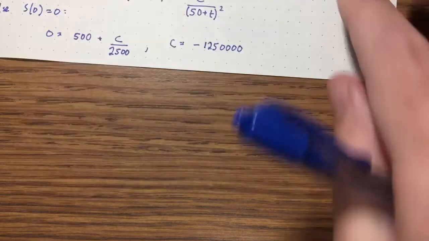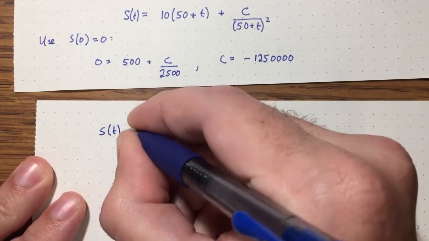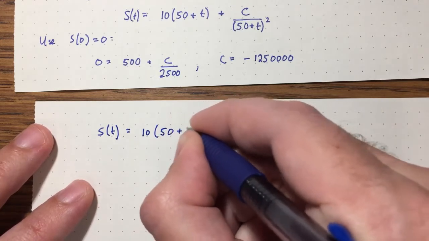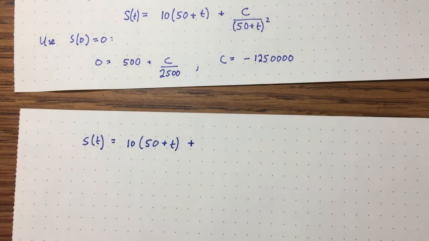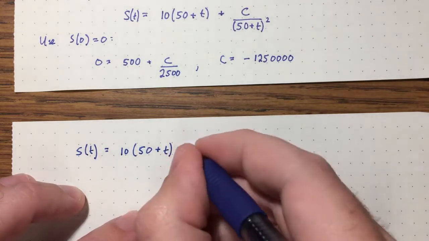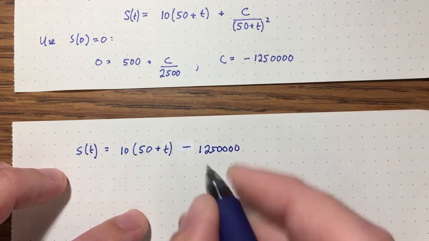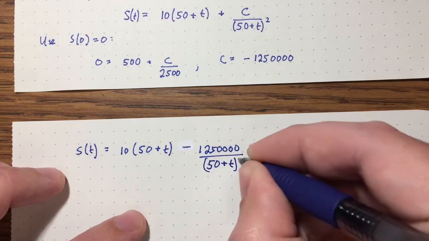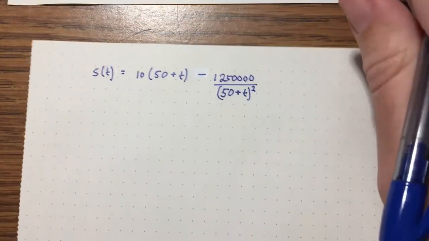So let's go to the next page. So we'll write our function s of t. And what is it? It's 10 times 50 plus t, plus, I guess this will be minus now, minus 1,250,000 over 50 plus t squared. Okay, great. So this is our solution.